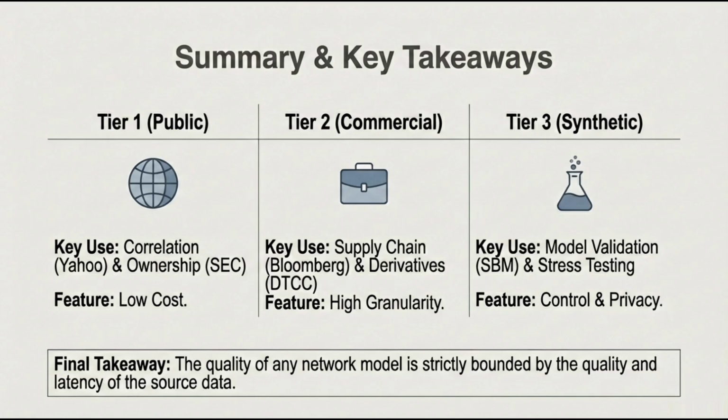The final takeaway at the bottom is the most important sentence of the lecture. The quality of any network model is strictly bounded by the quality and latency of the source data. That is a powerful closing message. Before we interpret centrality, contagion, or resilience, we must first ask whether the data itself deserves our trust. In financial networks, good structure begins with good sourcing.